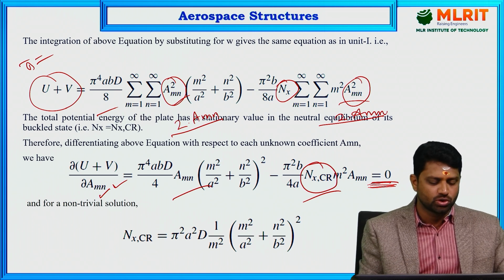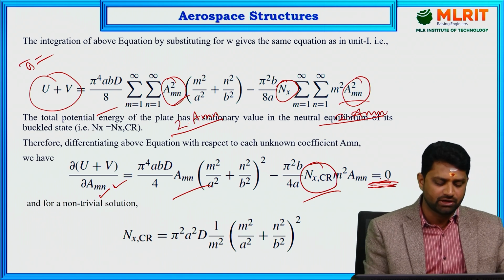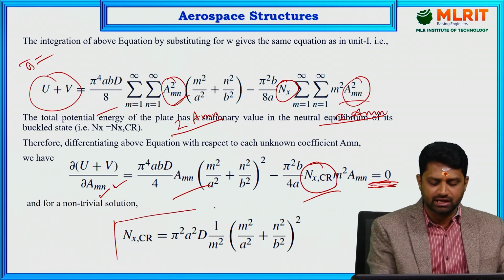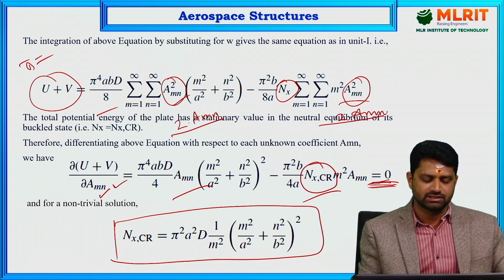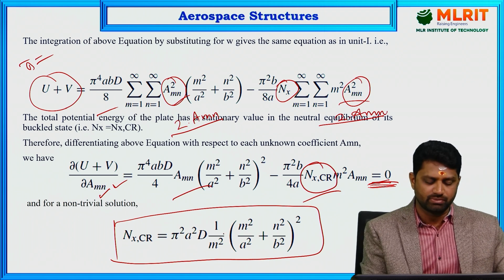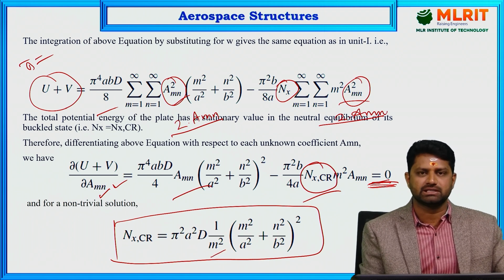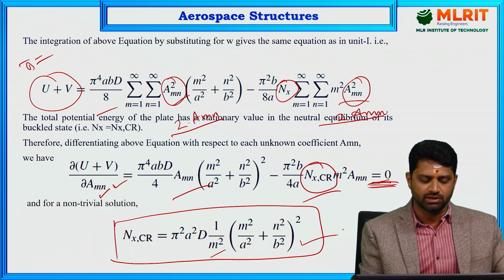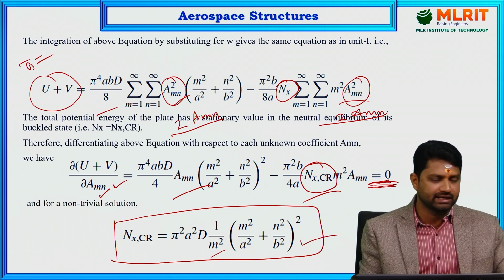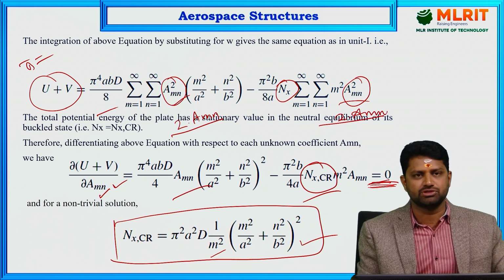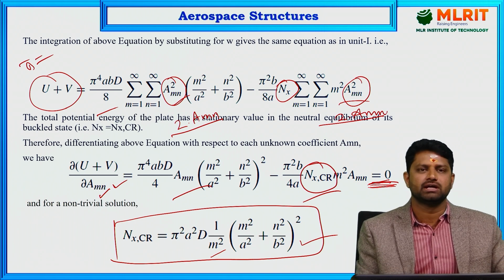Once you make it equal to 0, you can rewrite the equation, and Nx critical load is equal to pi square a square D divided into 1 by m square into (m square by a square plus n square by b square) whole square. So this is the critical load formula for the thin plate. Further, it can be extended with some other assumptions, and you can reduce the form of the critical load equation.